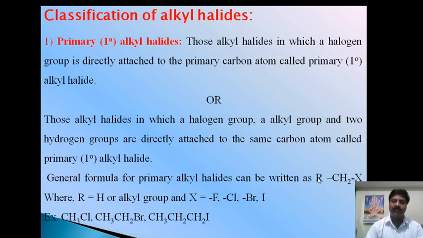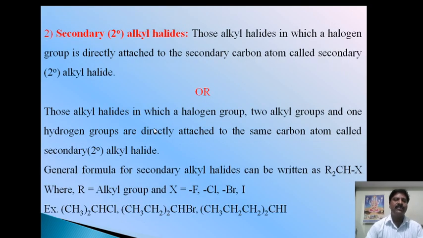R as methyl gives ethyl bromide; whatever you take, they are all primary alkyl halides. For example, suppose R is equal to H, and X is chloride, then we get methyl chloride. Suppose R is equal to CH3 and X is equal to Br, then it is ethyl bromide. Suppose X is equal to iodide and R is equal to CH3CH2, then it is called propyl iodide. These are examples of primary alkyl halides.